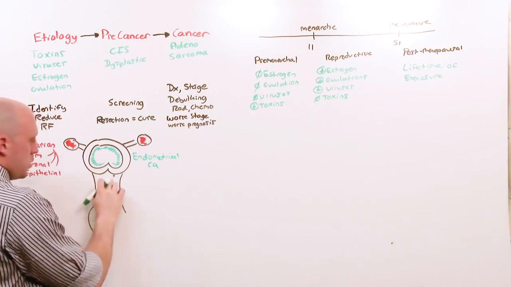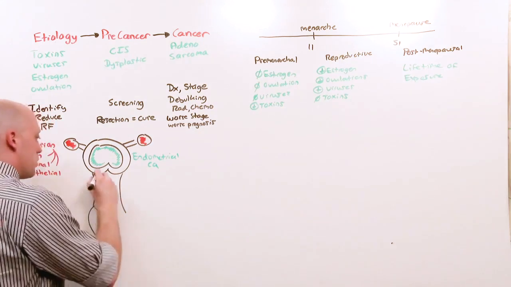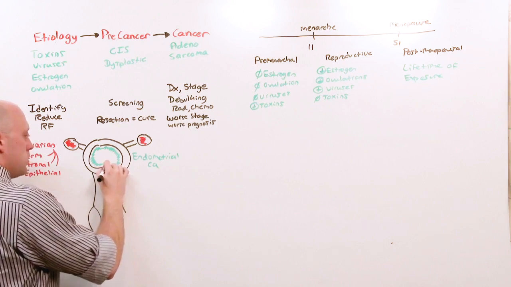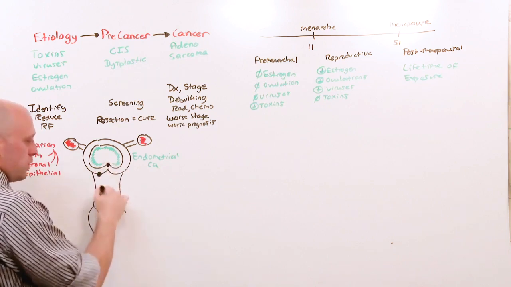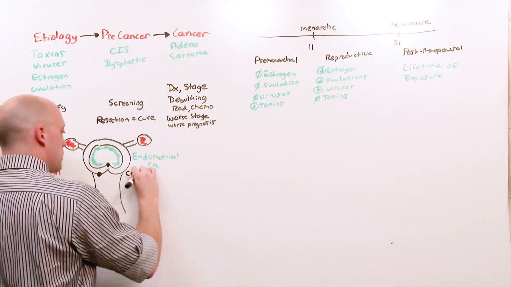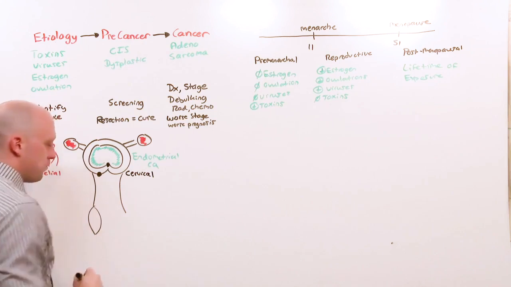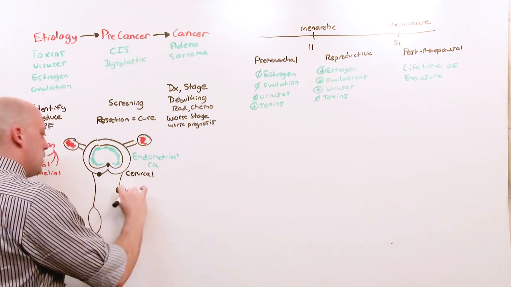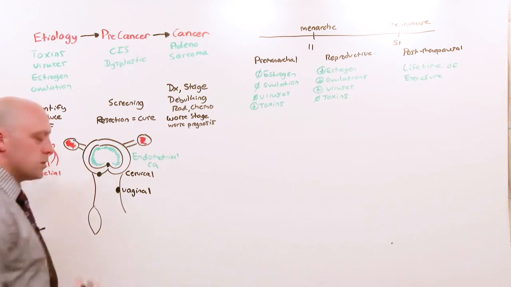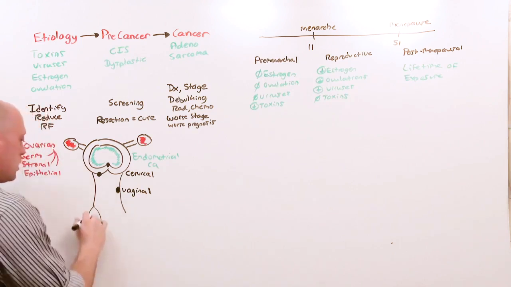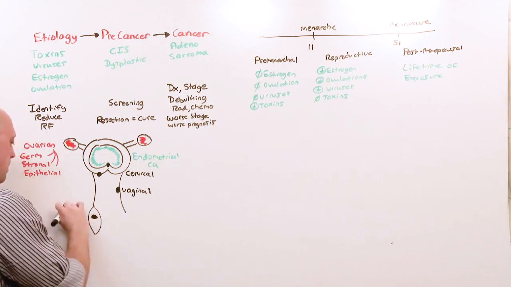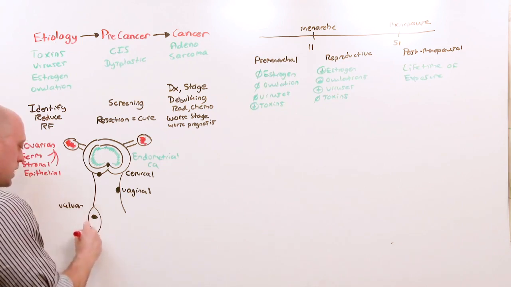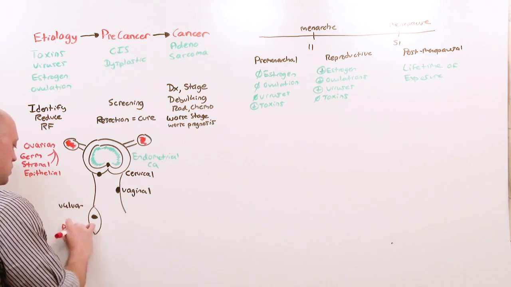The cervix is where the uterus meets the vagina, and you can get cervical cancer that's either ectocervical, visible to the naked eye, or endocervical, still part of the cervix, but not visible by simple inspection. Cervical cancer is almost always squamous cell carcinoma. Vaginal cancer is also likely to be squamous cell carcinoma, and so too is vulvar cancer. There is a variant of vulvar cancer, which is called Paget's disease, which will be a red lesion.